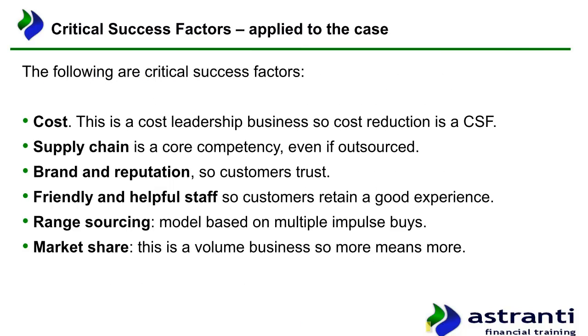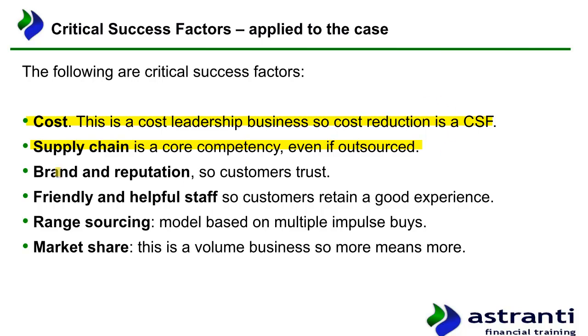So when we apply these to the case company, we might be able to put together a list of critical success factors like this. Cost, of course, it's a cost leadership business, so cost reduction is a critical success factor. Supply chain, this is a company that sources from abroad and has to do so incredibly cheaply and efficiently if it's going to maintain any margin at all. The supply chain is a core competency, and this applies even if it's outsourced, even if logistics are outsourced, for example. It's still absolutely vital to success.